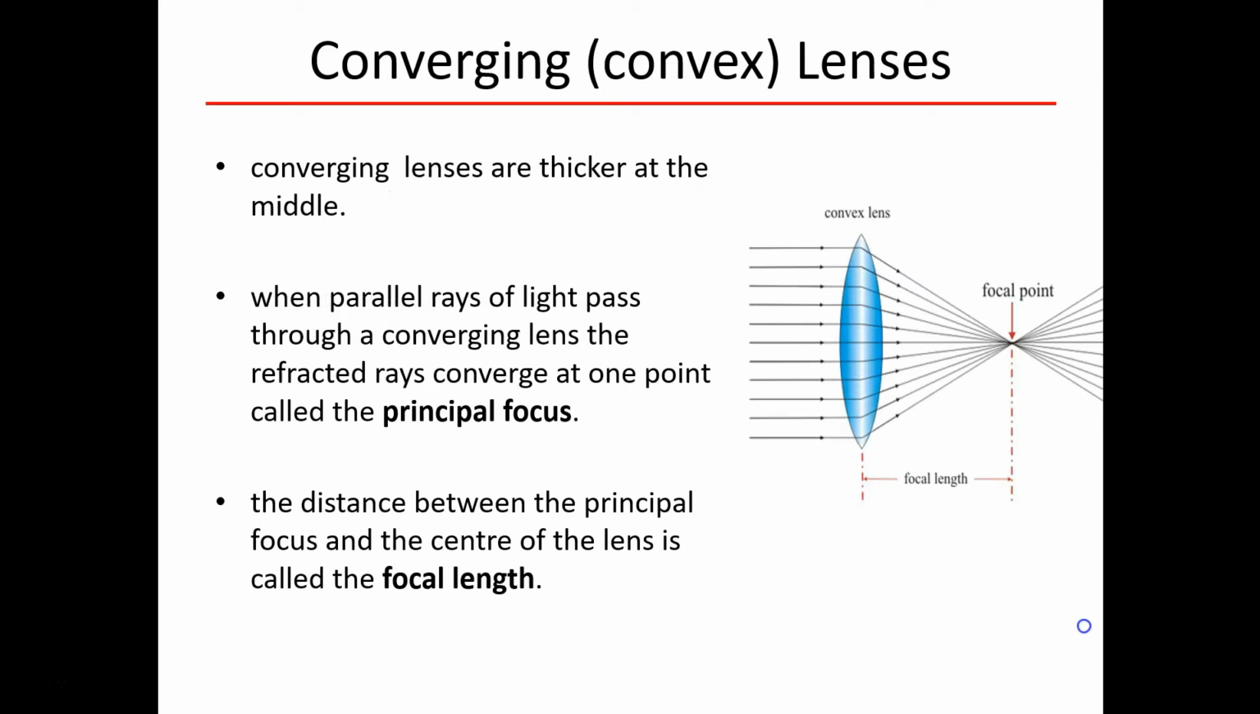A converging lens, or convex lens, is one that's thicker in the middle, and more importantly, it brings all of the parallel rays of light to a focal point. The distance from the center of the lens to where the rays meet is called the focal length.